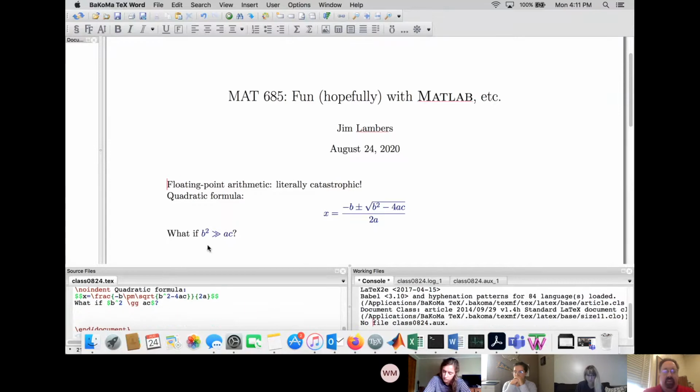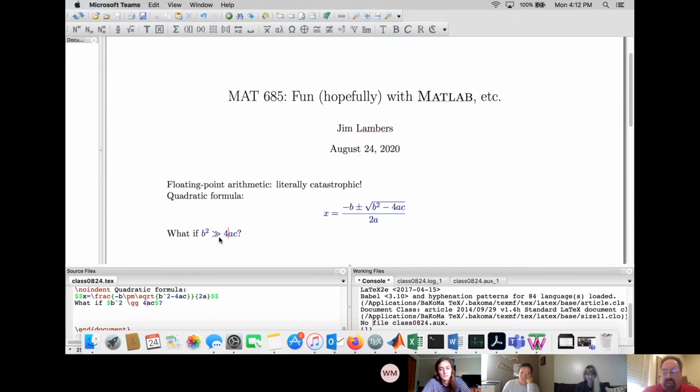Can anyone tell me, in case you've seen it in another class, this symbol right here? Actually, that's 4ac. Okay. What does this symbol mean, anybody? I don't know if you've had other professors use it. No one has come across that before? Okay. It means much greater than. And similarly, the double less than sign is much less than. Now, much greater than, much less than is not rigorously defined. It doesn't have any specific meaning, but the point is that compared to b squared, 4ac is negligibly small. You can almost think of it as being zero, at least relative to b squared.